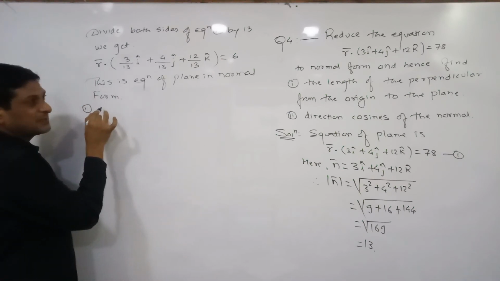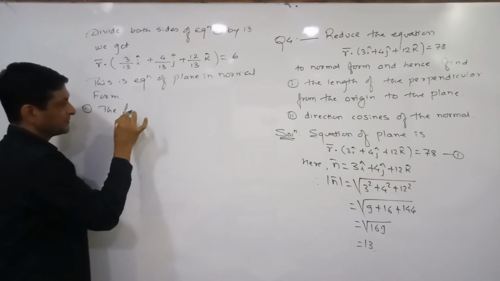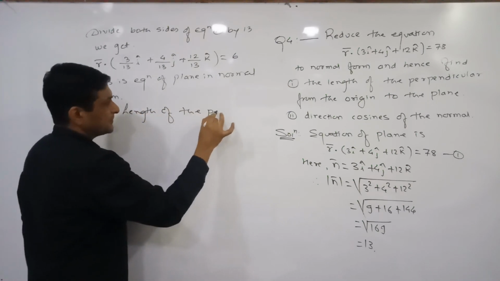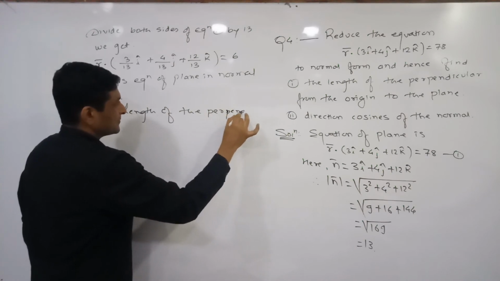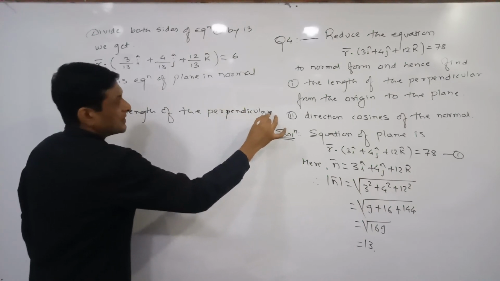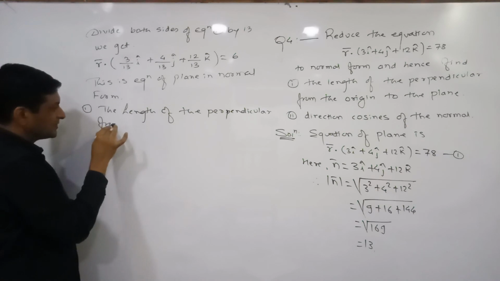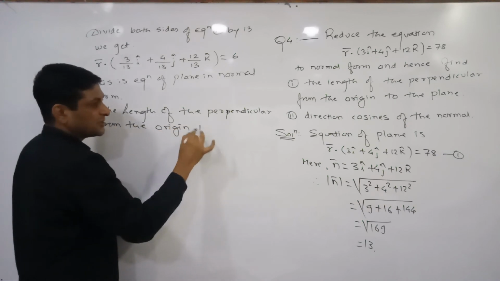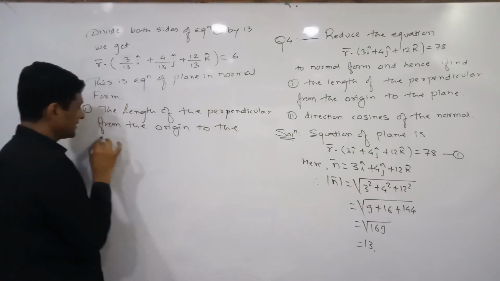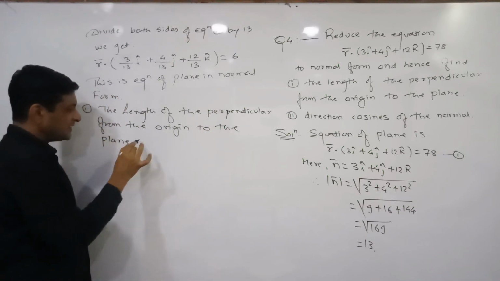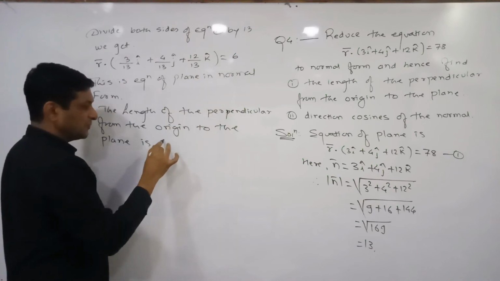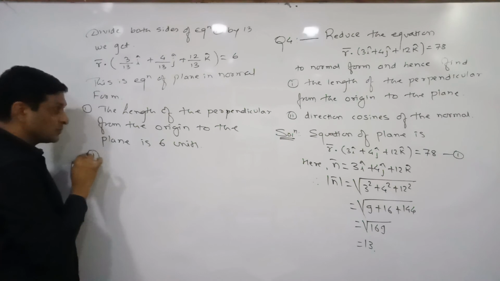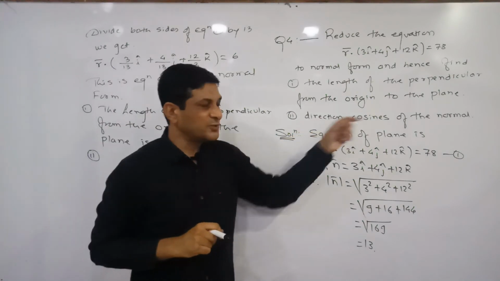So therefore the length of the perpendicular from the origin to the plane is how many units? It is equal to 6 units. And the second example is the direction cosines of the normal.